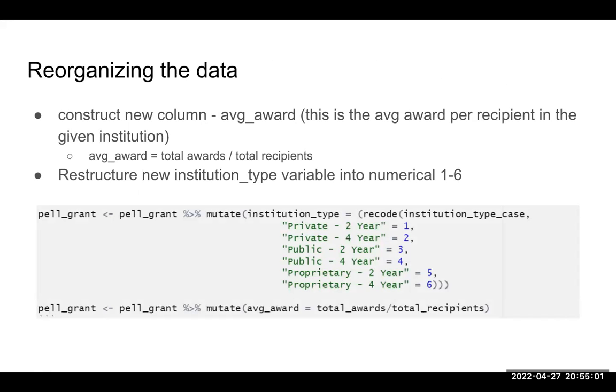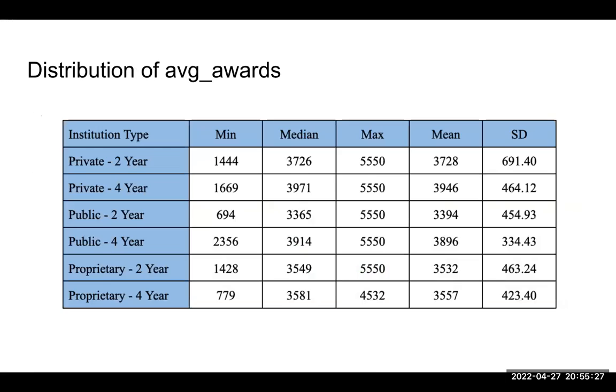Cool. So something that we did before we moved on with the data is recode some of the variables just so it would be easier in R. So we changed private 2 years and all the names of the school institution type. Since they were character variables, we changed them to numeric variables. And we also created a new column with average award, which was, we just divided the total awards by total recipients.